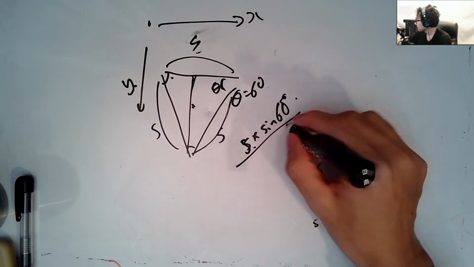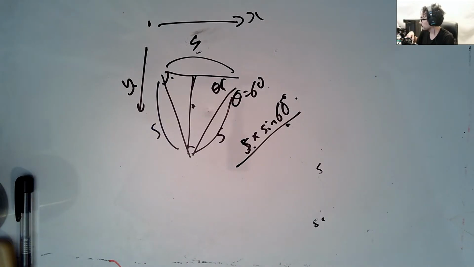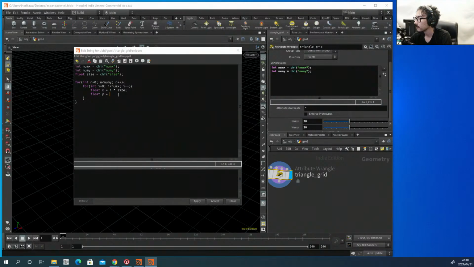Okay, so going back, the height is equal to size multiplied by sine of radians 60, and multiplied by n, which is because we're in the iteration, or we're in the loop. Okay, and for the x, we need to offset it based on the row numbers.